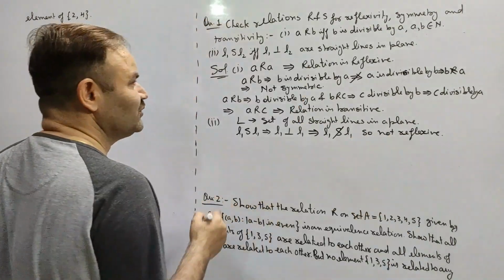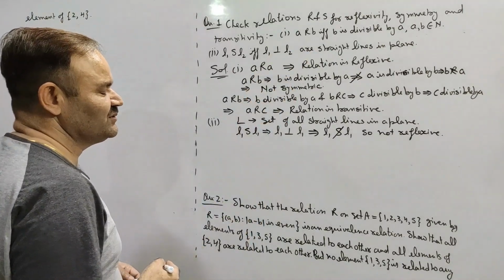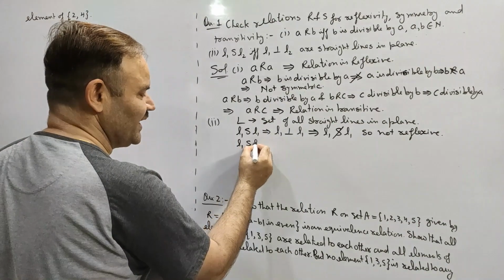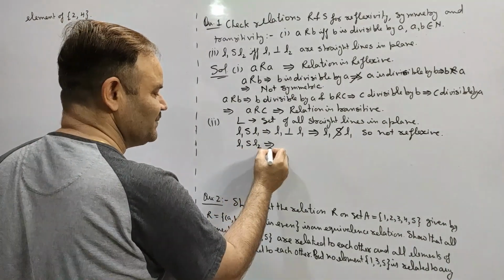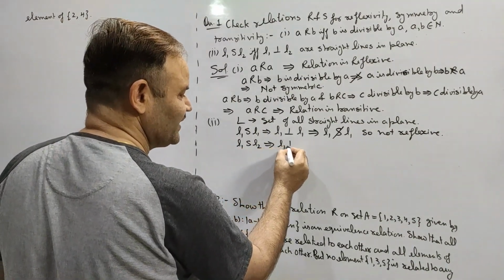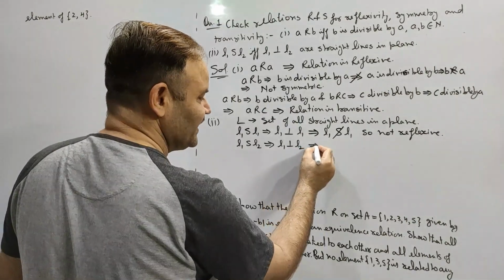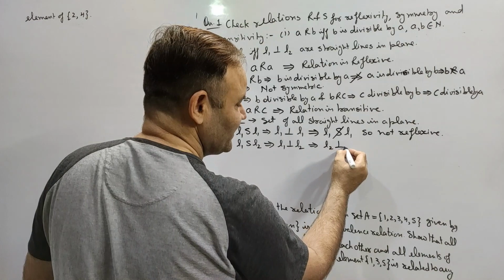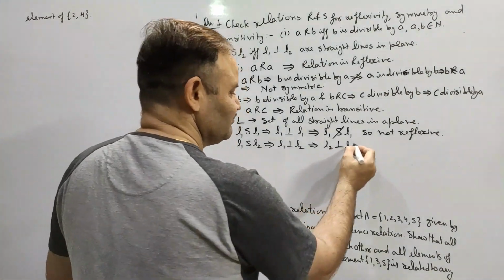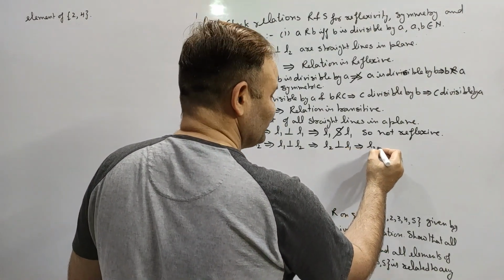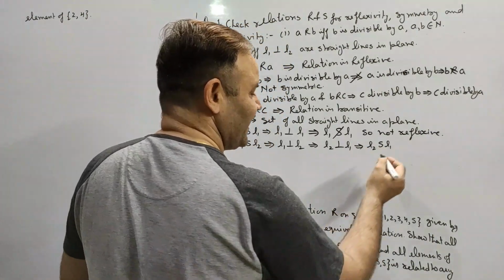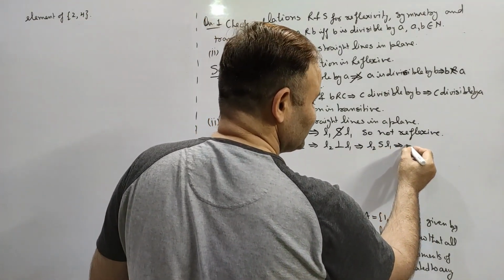If we come to the symmetry of the relation, then L1 related to L2 by relation S implies L1 is perpendicular to L2, and if L1 is perpendicular to L2, then L2 will also be perpendicular to L1, meaning L2 will be related to L1 by the relation S, and this implies the relation is symmetric.